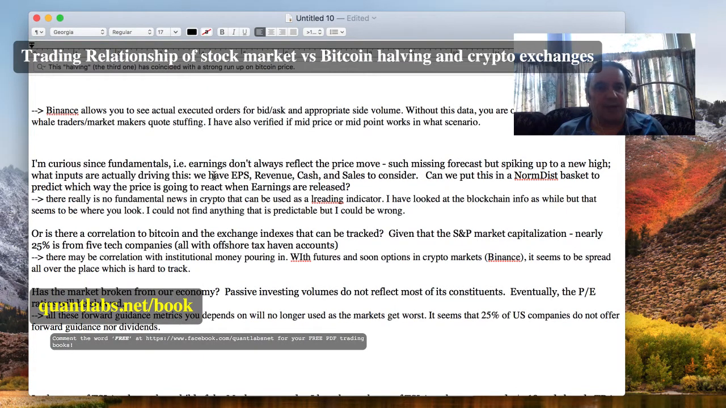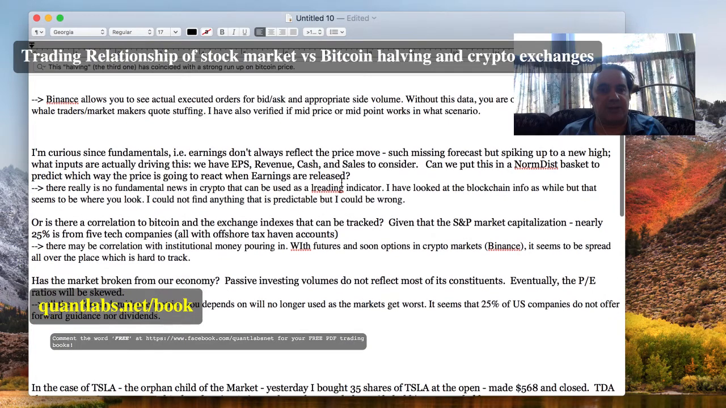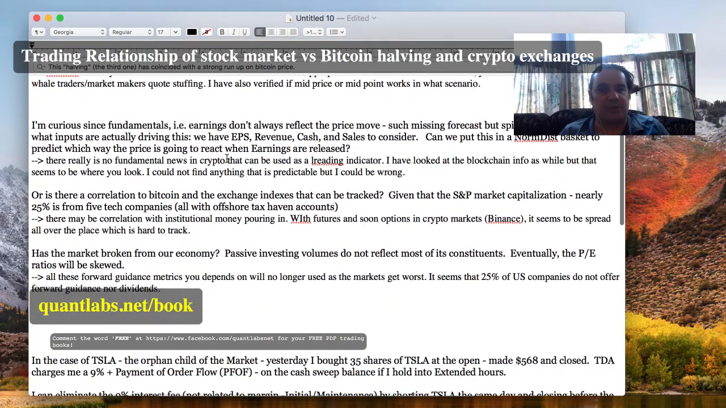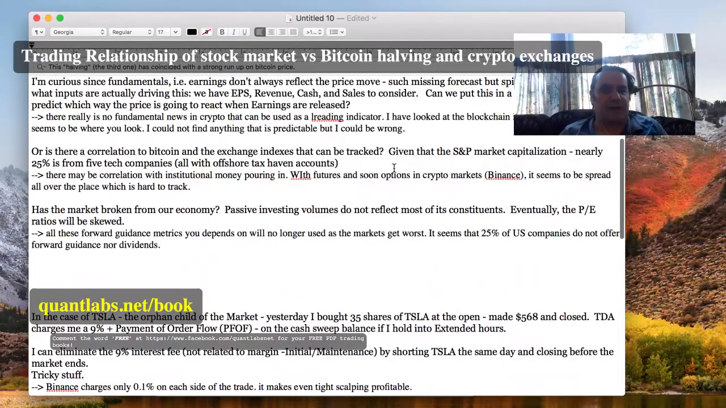I'm curious, since fundamentals and earnings don't reflect the price move, such as missing forecast but spiking up to a new high, what inputs are actually driving this? We have EPS, revenue, cash, sales to consider. Can we put this in a normal distribution basket to predict the way price is going to react when earnings are released? There's really no fundamental news in crypto. This is what I say. There's no fundamental news in crypto that can be used as a leading indicator. I've looked at the blockchain info as well, but that seems to be where you look. I could not find anything that's predictable. I could be wrong. I've talked about that a few weeks ago.